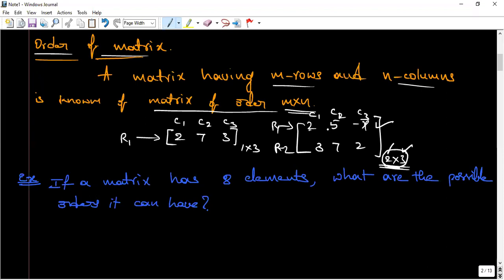2 times 3 is 6: 1, 2, 3, 4, 5, 6. Here 1 times 3 is 3: 1, 2, 3. Only 3 elements are there.